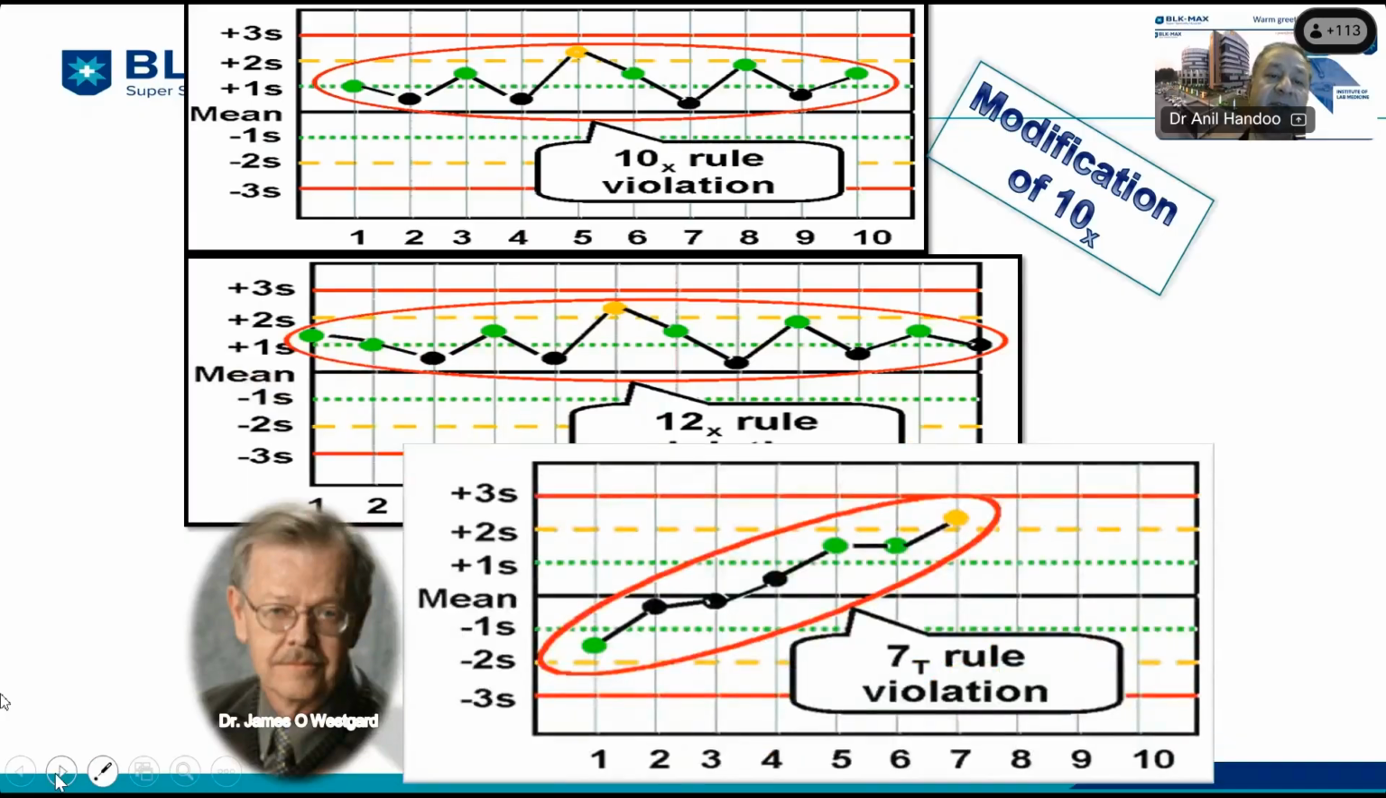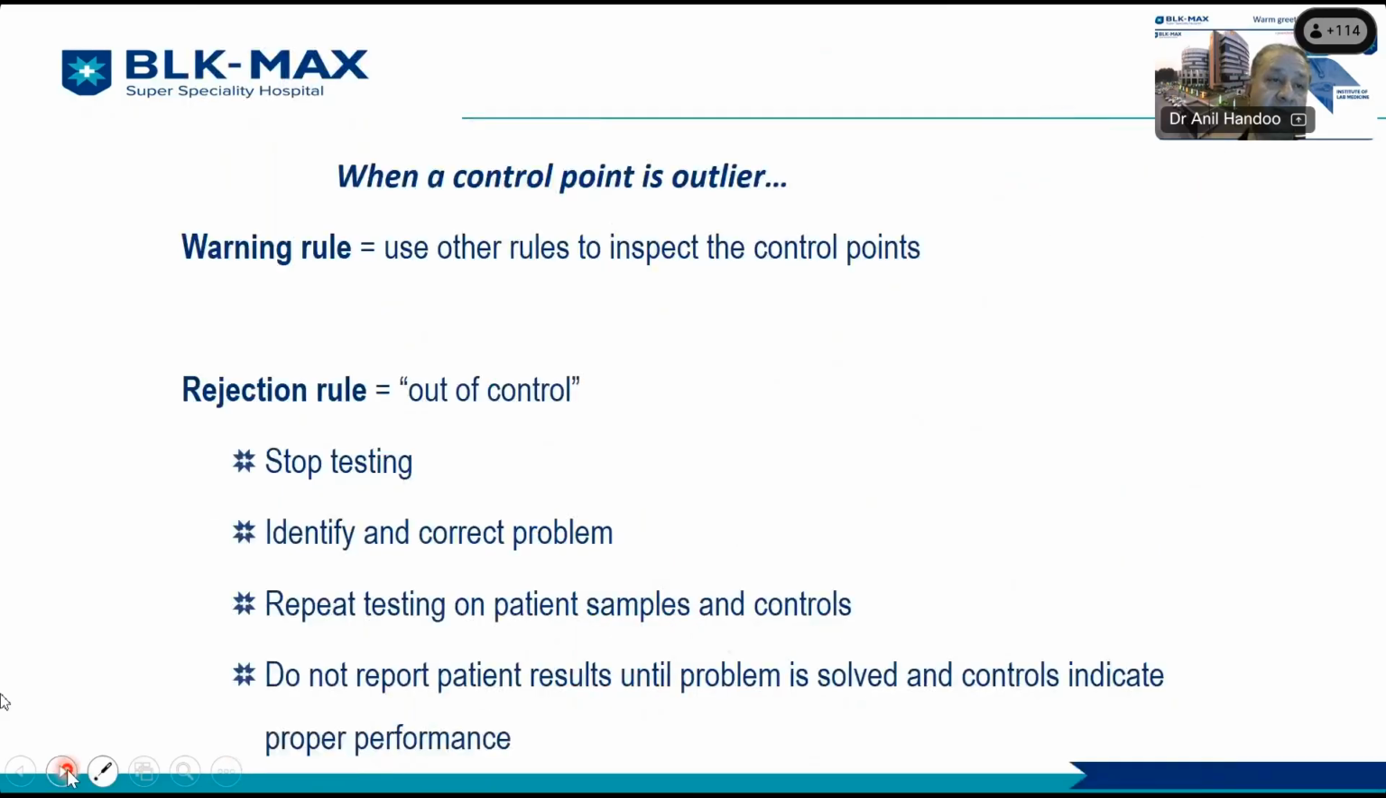Okay, and then the 7T rule. This rule is also important to remember, because in this case, you are able to see a drift or a shift in the analyzer performance from a negative to a positive value. And it may be the earliest harbinger of the information that the instrument may be getting into trouble.